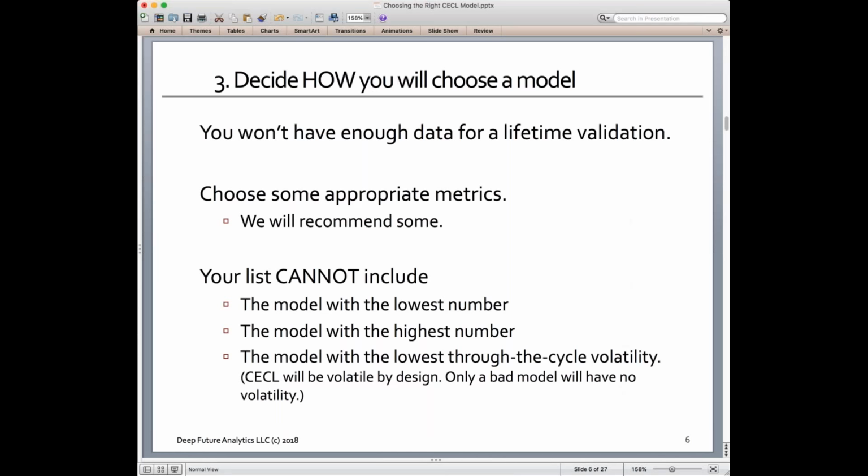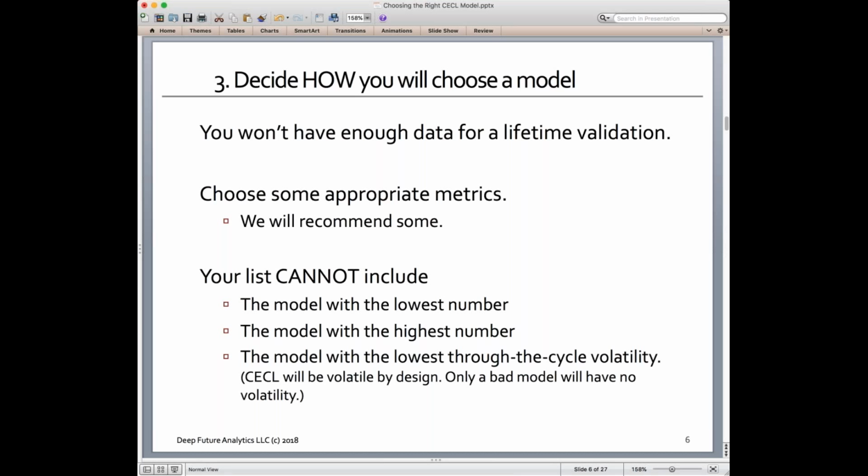So in deciding how to choose a model, let's be clear right off the top. You won't have enough data for a lifetime validation. Now, why do I bother to make this point? It's because the model risk management guidance says very clearly that you should be validating your model on a forecast horizon equivalent to the application horizon. So if I'm doing a stress test model for 2 years, I need to validate on a 2-year period. If I have a 5-year auto loan, I'm supposed to validate over a 5-year forecast horizon.